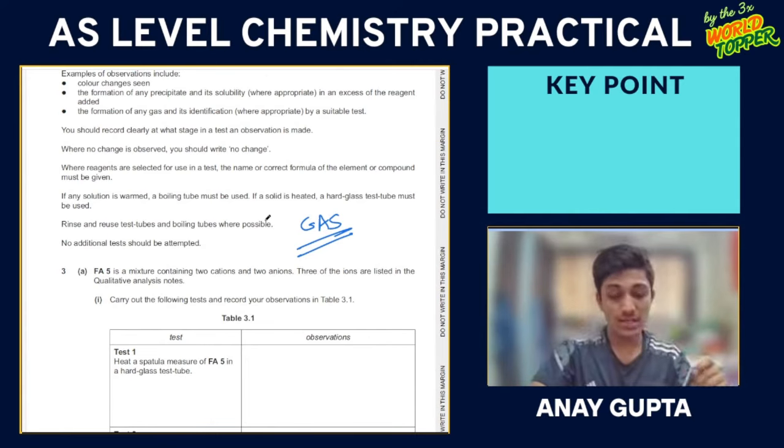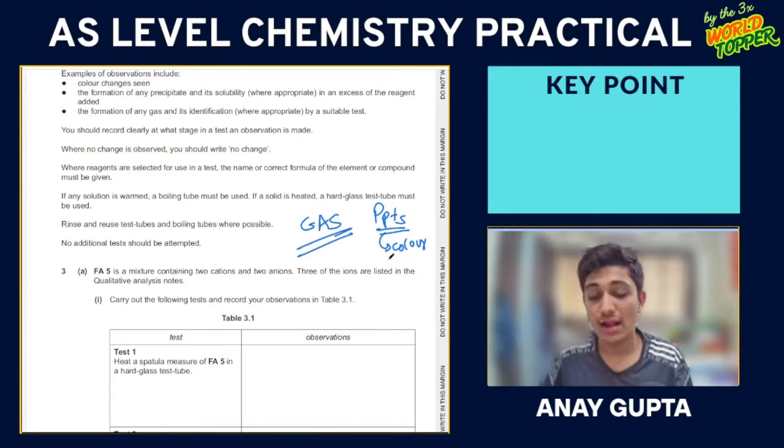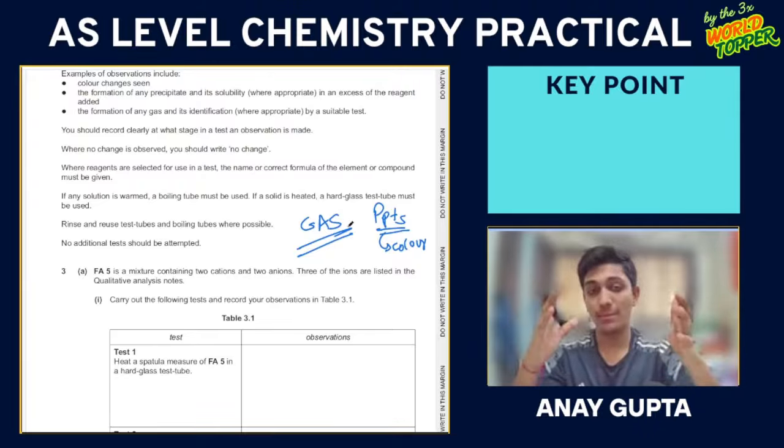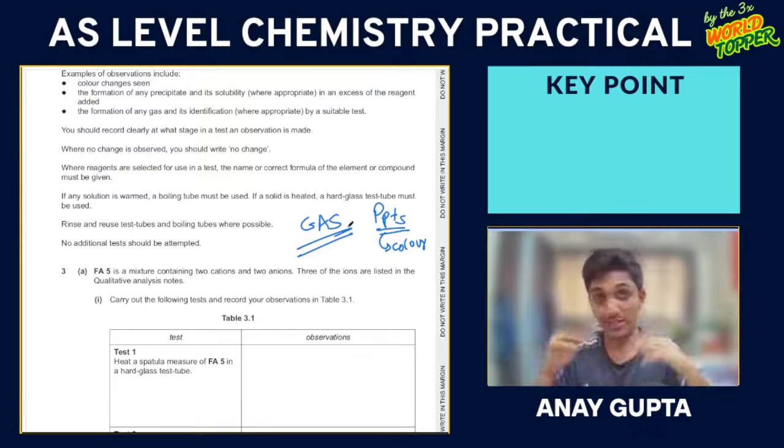Always specify your precipitates, if they are forming, the color of the precipitate, and if they are dissolving or if they are not dissolving. That is another very important thing. And if you don't see anything, just state the color of the solution. Like if the solution is turning from, say, colorless to blue, then tell the color change. Even that is very important.